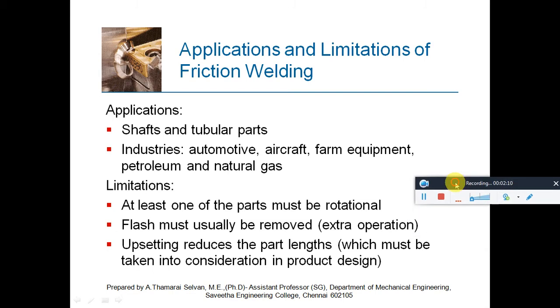Here, coming to the applications and limitations of friction welding, this is generally used in shafts and tubular parts, to join the shafts and tubular parts by rotating and giving frictional heat at the surfaces. And in industries like automotive, aircraft, farm equipment manufacturing companies, petroleum products where we use several pipes and other pipelines and natural gases. The limitations are at least one of the parts must be rotational.